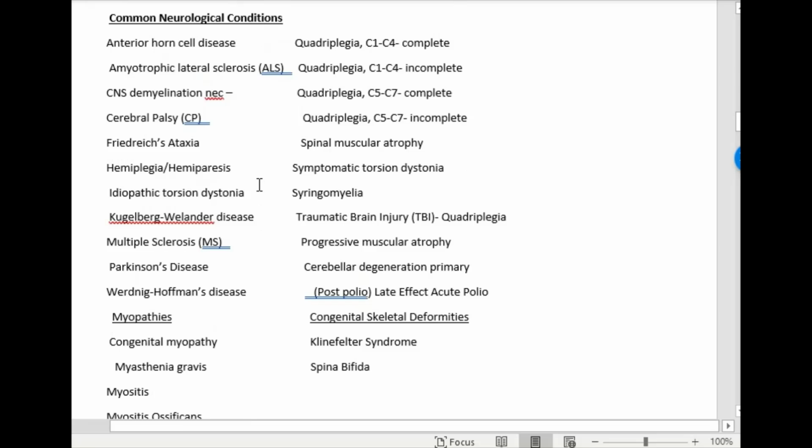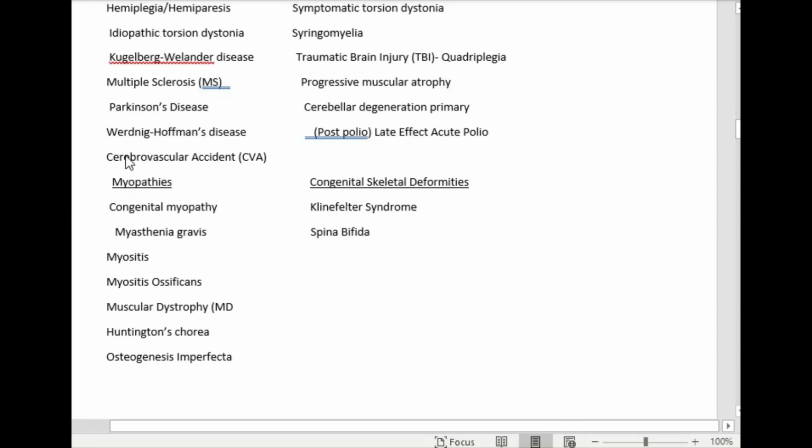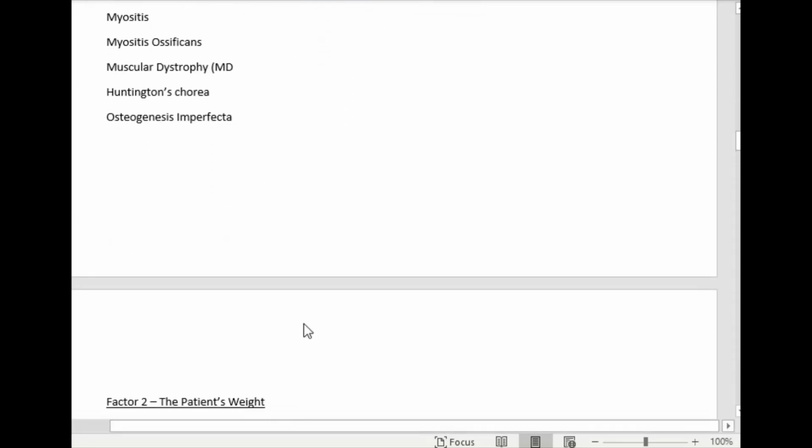There's actually another diagnosis that is not included here, and that would be stroke. We have it, CVA, cerebrovascular accident. Stroke is also a qualifying diagnosis for a Group 3.